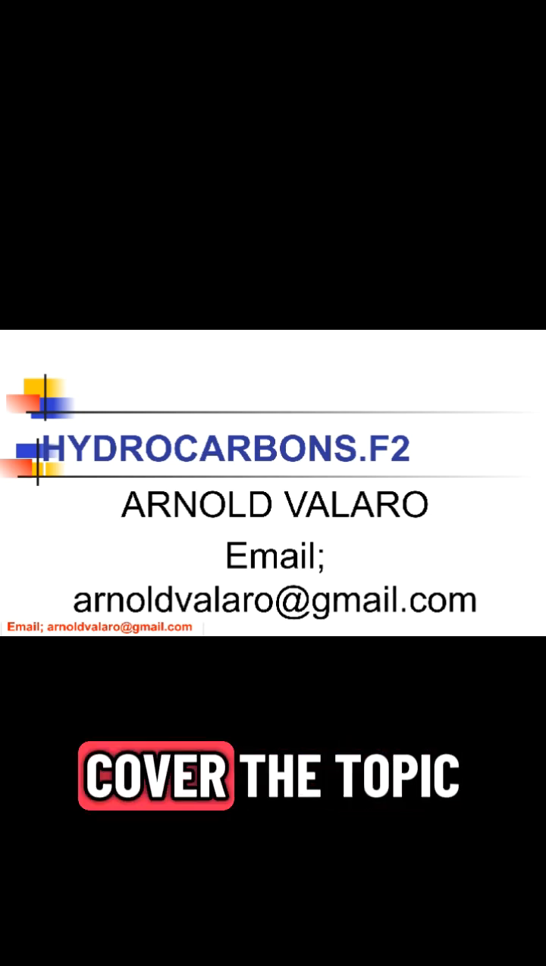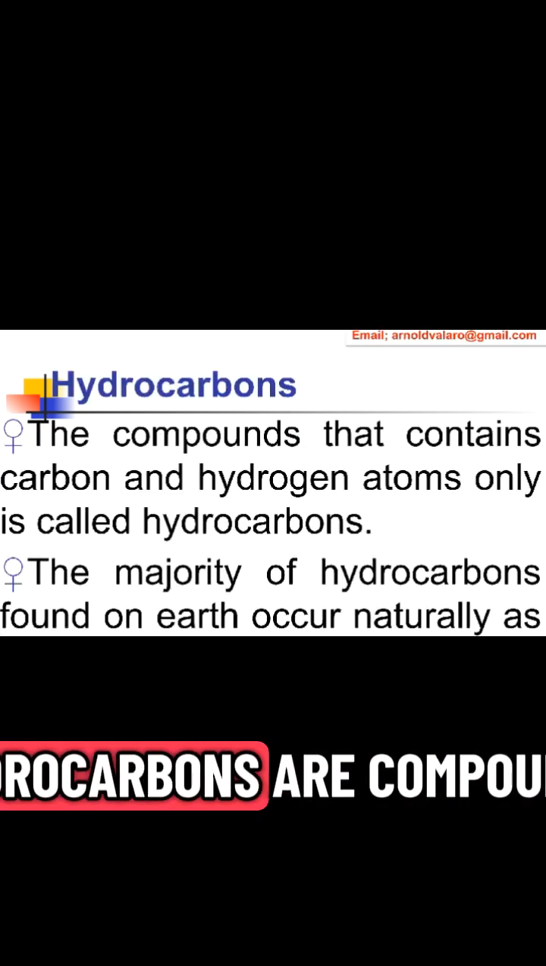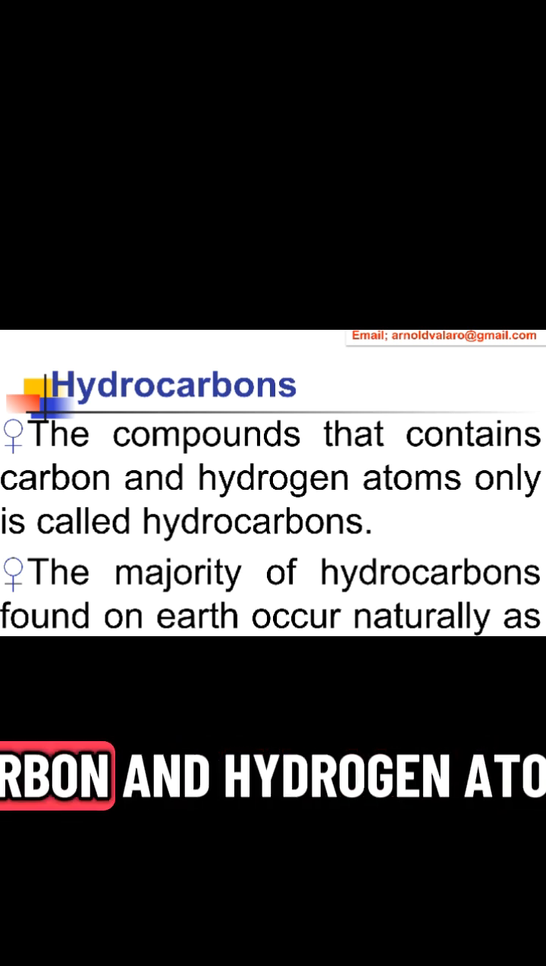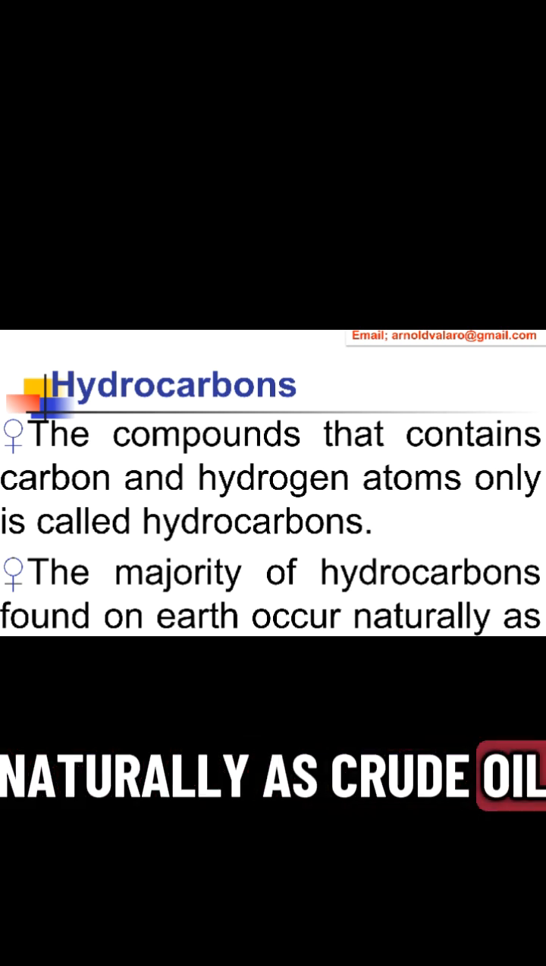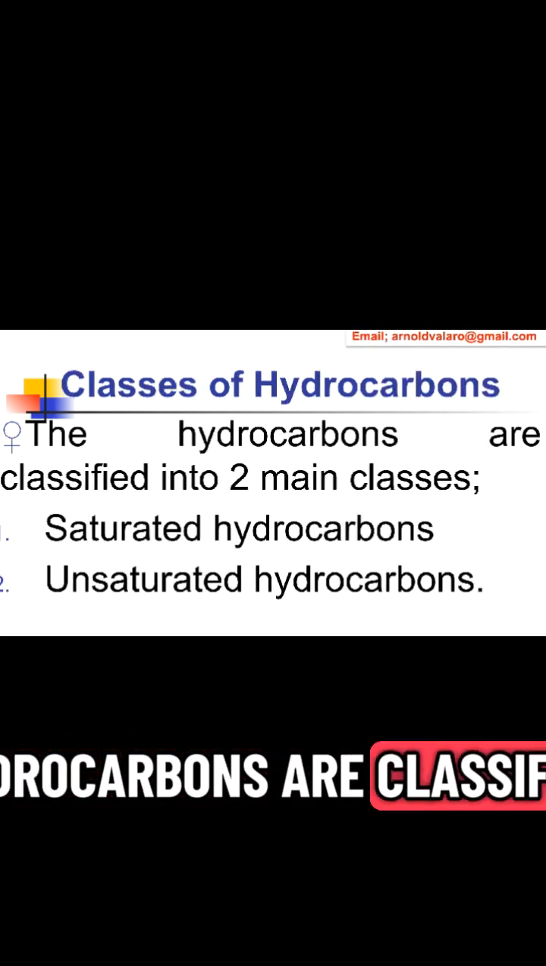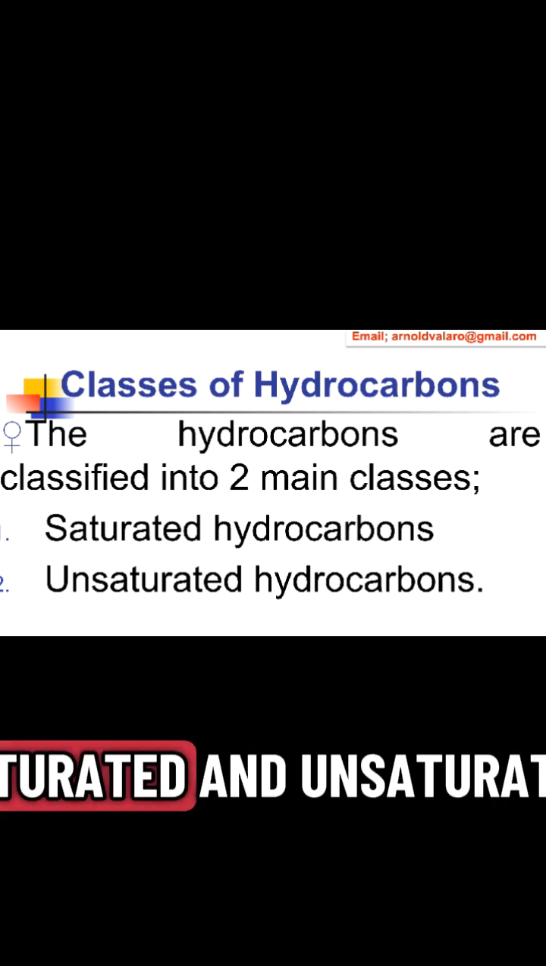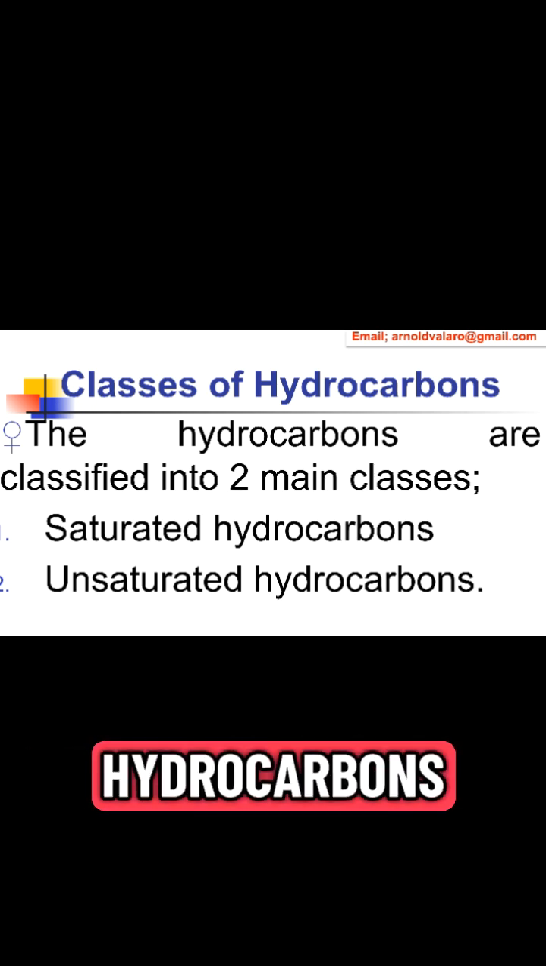This video will cover the topic of hydrocarbons. Hydrocarbons are compounds that contain only carbon and hydrogen atoms. The majority of these are found naturally as crude oil. Hydrocarbons are classified into two main classes: saturated and unsaturated hydrocarbons.